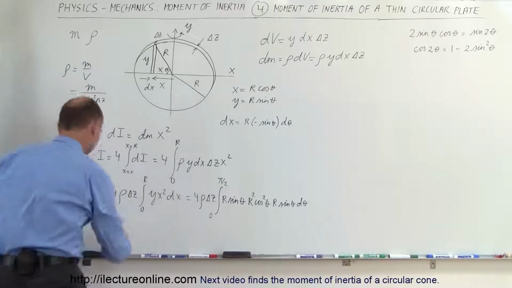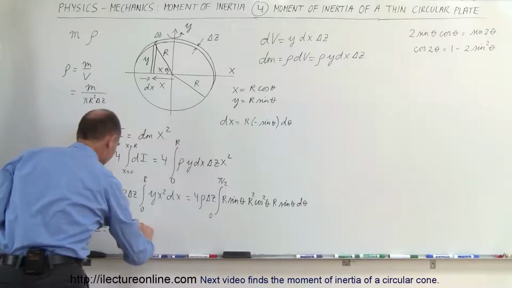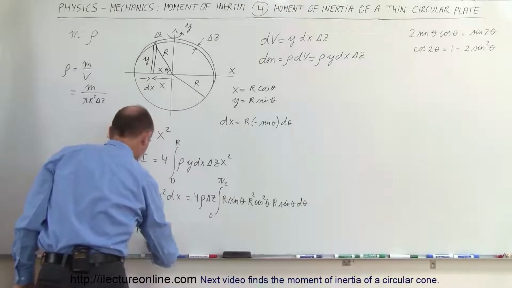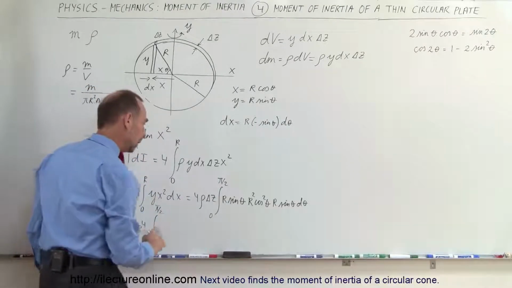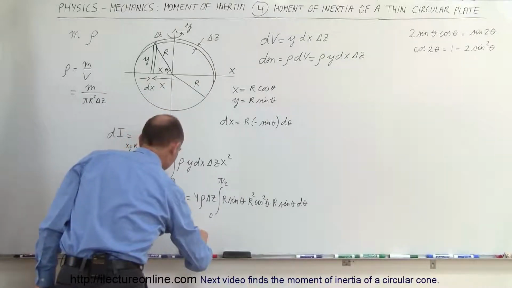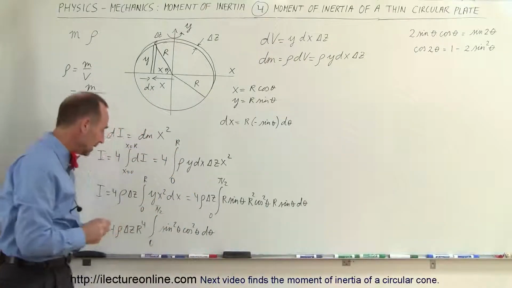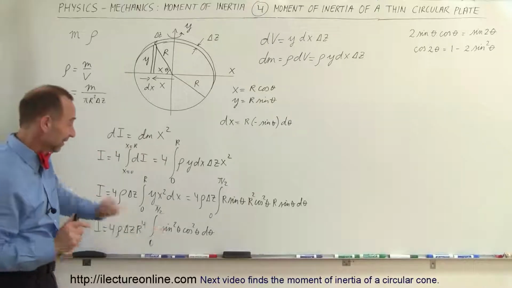The moment of inertia is going to be equal to 4 times the density times delta z times r to the fourth times the integral from 0 to pi over 2 of sine squared of theta times the cosine squared of theta d theta. All right, so now we need to integrate this. Now, to help us along, I was of course anticipating that this would happen.